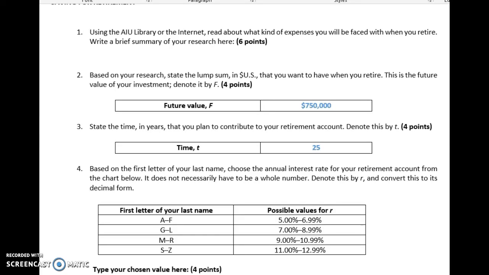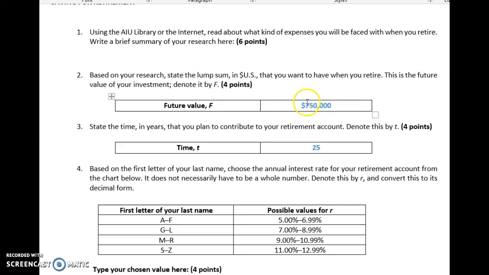So for the second part of this assignment, you want to start off by doing some research about the kind of expenses you'll be facing in retirement, and write a brief summary of those here. The goal of that is to help you start thinking about how much money you would like to have saved. So for number 2, based on that research, just state a numerical value amount of how much you would like to have saved when you retire.